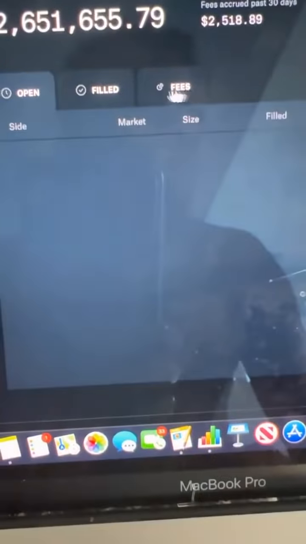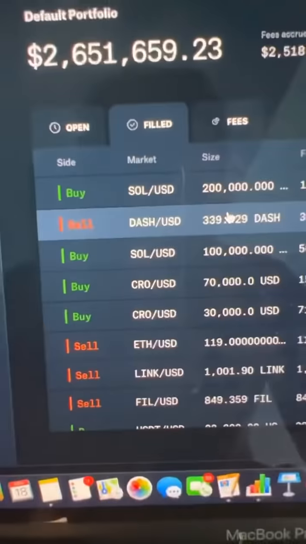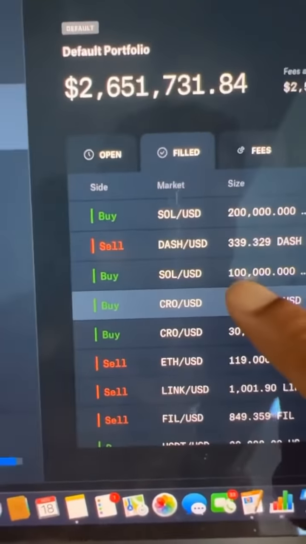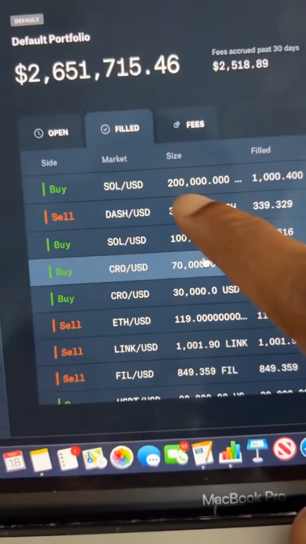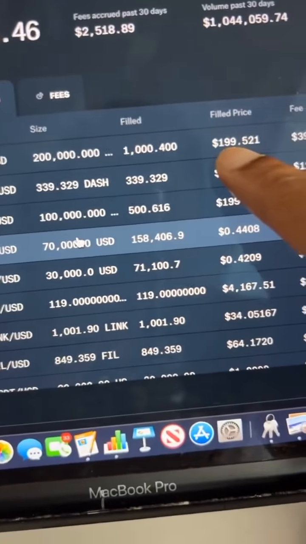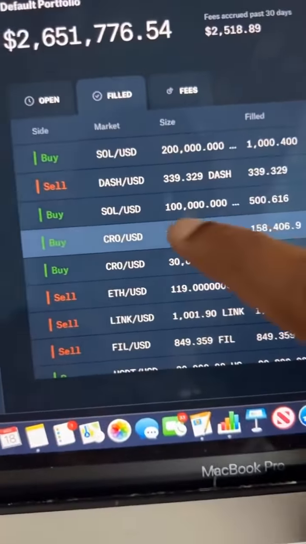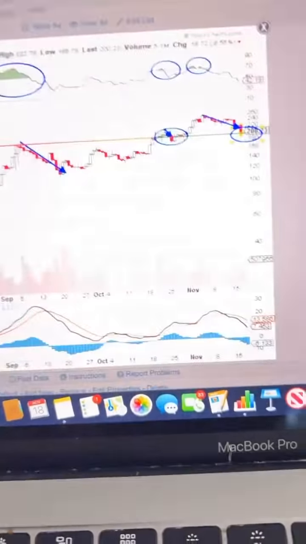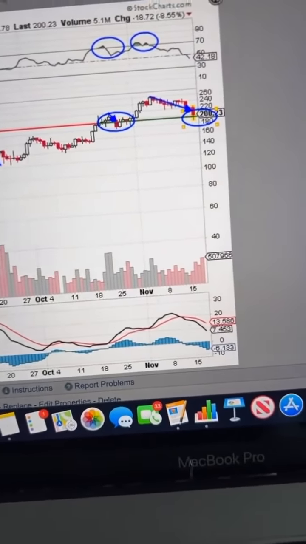Look, let me show you. I don't just talk, all right? I spent $100,000 on Solana at $199. And then I spent $200,000 on Solana at $199. So I've invested $300,000 at this floor here. Boom, right?